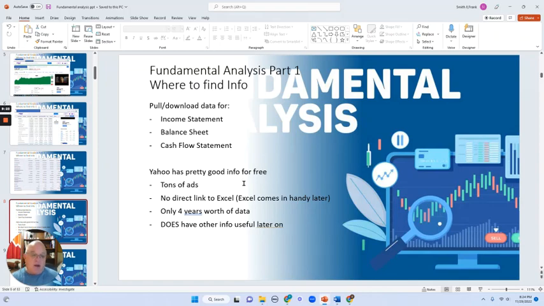So Yahoo's a pretty good place to go for free. It has tons of ads, however. God, they jump up all the time at you. Has no direct link to Excel, and the Excel is handy for later. And it only has 4 years worth of data. So it does have other useful information. We'll come back to that later.